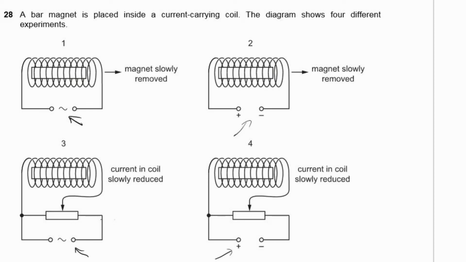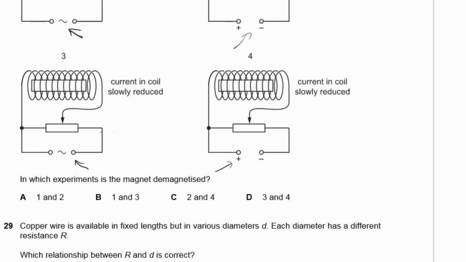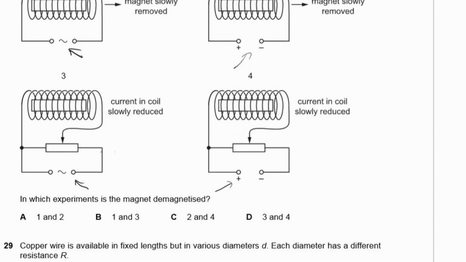Okay. So in the top section, the magnet's being slowly removed. In the bottom section, the current in the coil is slowly reduced. In which experiment is the magnet demagnetized? Right, let's look at that.